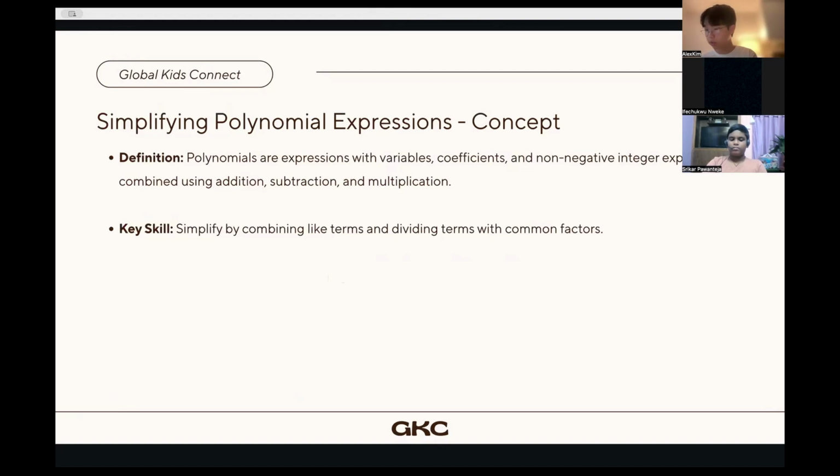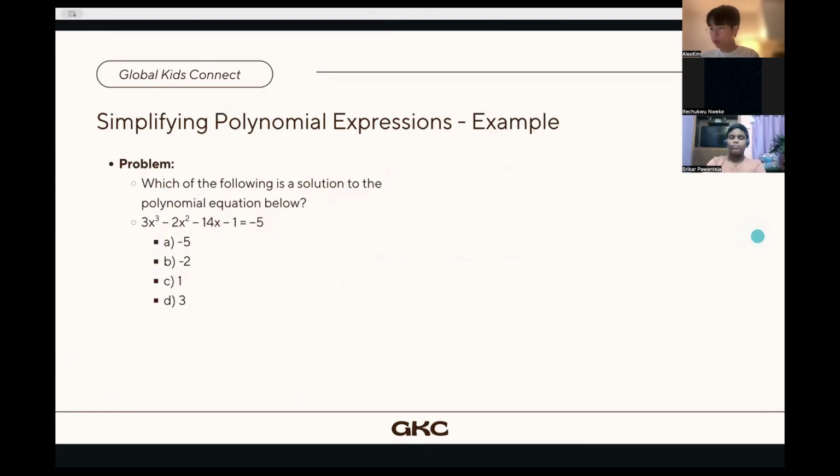Some key skills are to simplify by combining like terms and dividing terms with common factors. We'll take a look at some example questions and how they can be solved. The first question states, which of the following is a solution to the polynomial equation below? We are given a polynomial equation and four different answer choices. There are multiple ways to solve this one. The first would be to plug each answer choice into the equation itself and see whether it is a solution.